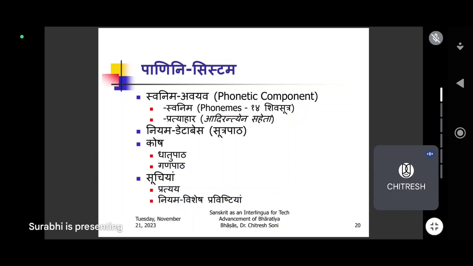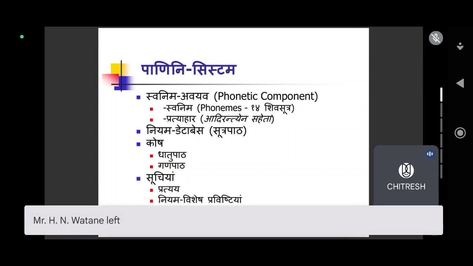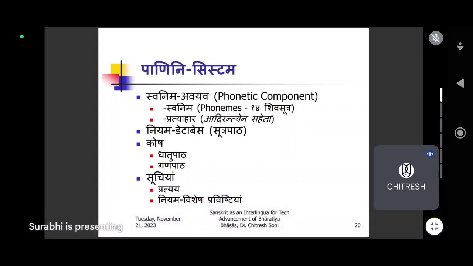And these two courses which I talked about in the initial part of my lecture: the dhatu part and gan part, and then suchi, the list of pratyayas, and niyam vishesh pravishtiyan, the entries which are special or which are exceptions to the rules. Next please.